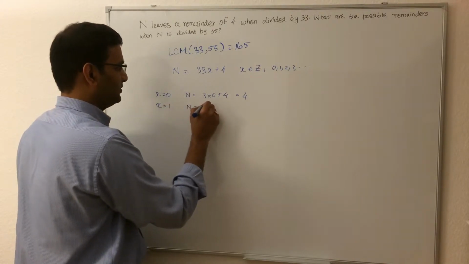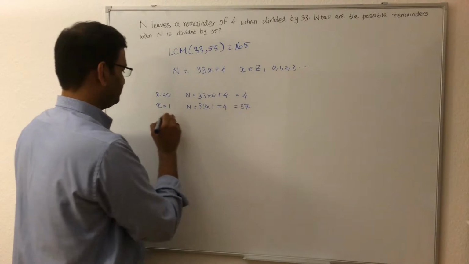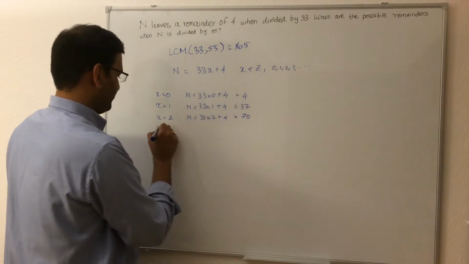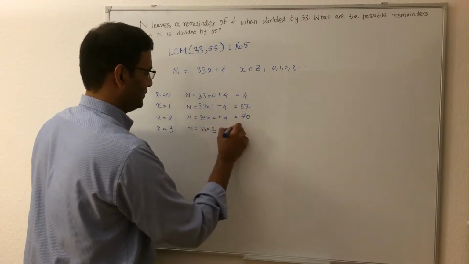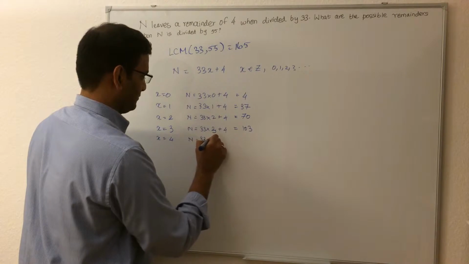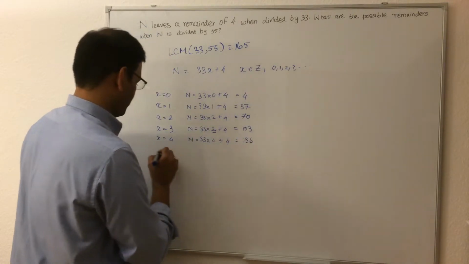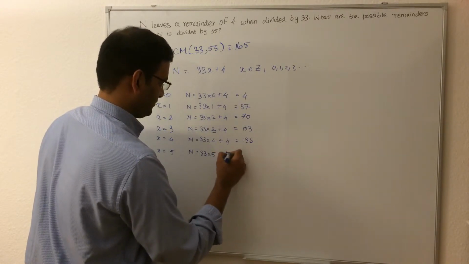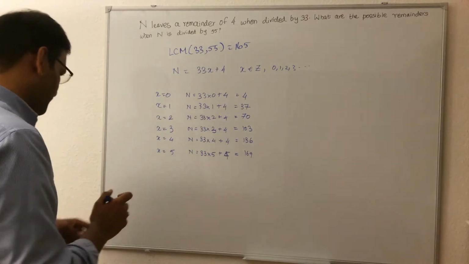With x equals 1, n becomes 33 times 1 plus 4, that would be 37. With x equals 2, n becomes 33 times 2 plus 4, that becomes 70. With x equals 3, 33 times 3 plus 4, it would be 103. For the value of x equals 5, we see that the value of n is greater than 165, so we ignore it.